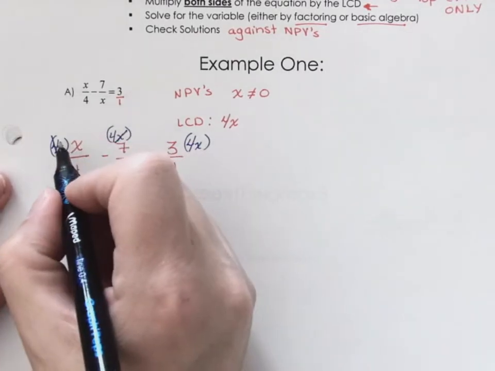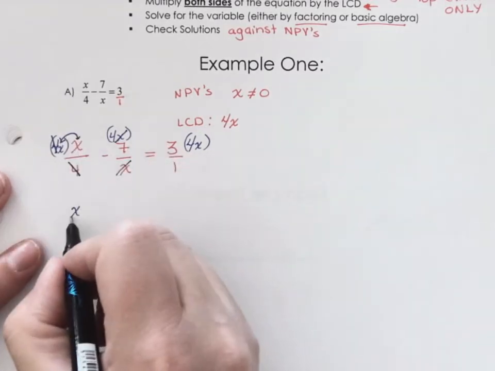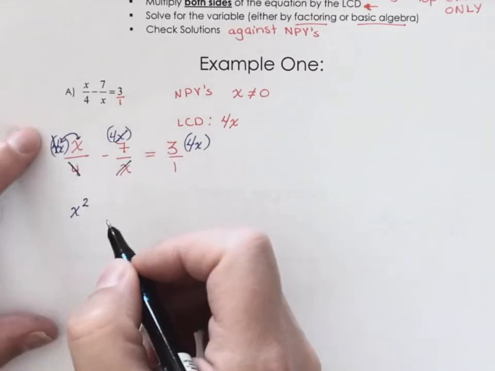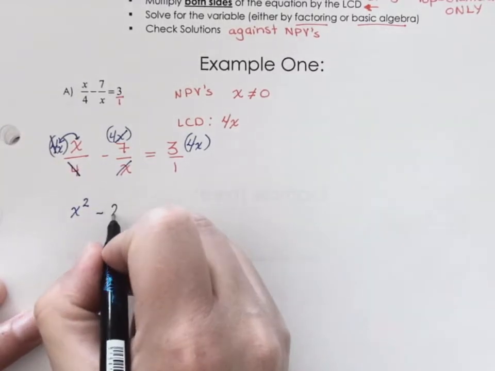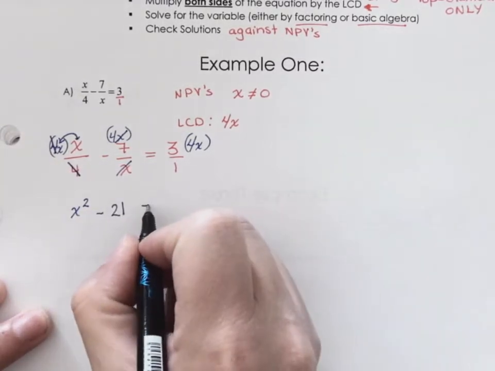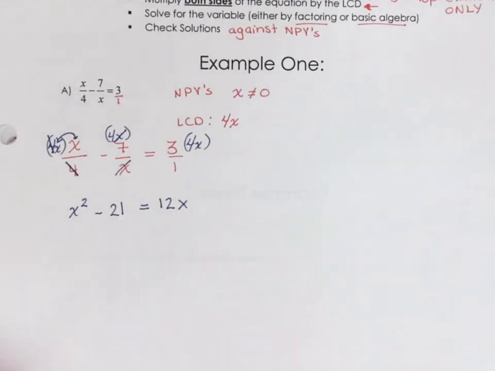So now I'm going to multiply. So now I'm left with x squared over nothing because I've canceled out my denominator, minus 21 equals 12x.